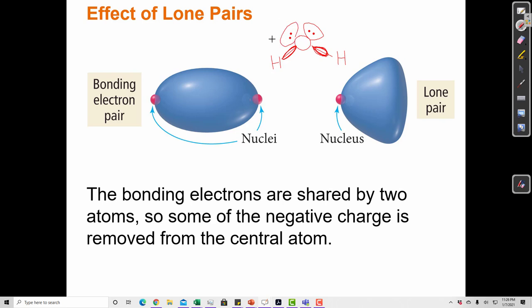If there's nothing over here, there's no positive charge pulling those electrons toward it, which is what a nucleus is, right? A nucleus is a positive charge. If there was another nucleus over here pulling those electrons toward it, then those electrons would get spread out, like they are here when they're getting pulled toward the H. But as it is, the lone pair takes up more space than the bonding pair does.